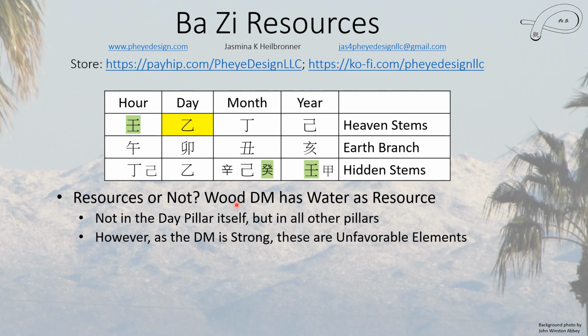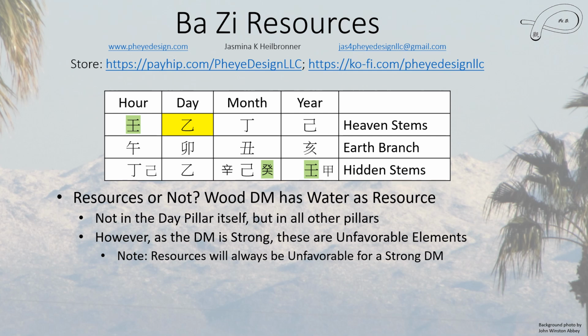Now, since I have a strong day master, these resources are unfavorable elements for me, and that's guaranteed. Resources will always be an unfavorable element for a strong day master. That's just by the rules. So that, to me, doesn't make a lot of sense, because of what resources give you. Resources make you learn faster. How can that be bad?